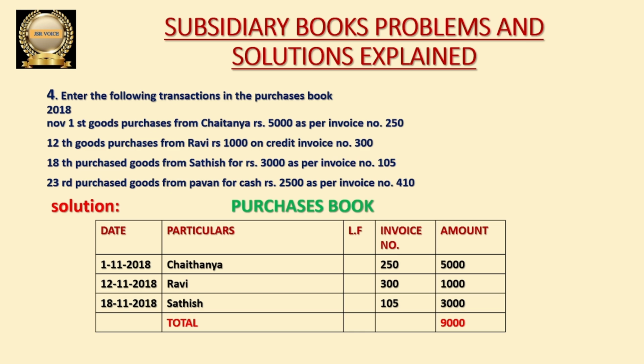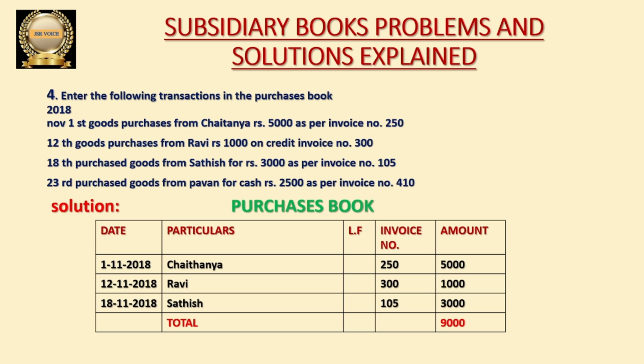See the solution. In date column 1-11-2018, in particulars column name Chaitanya is mentioned. LF column empty. Invoice number is available in the question. You can see as per invoice number 250. So the invoice number, bill number, is 250. The same number I recorded here in the invoice number column, 250. And what is the amount? 5000. In the amount column 5000 recorded. Okay. Let us move to the next transaction.